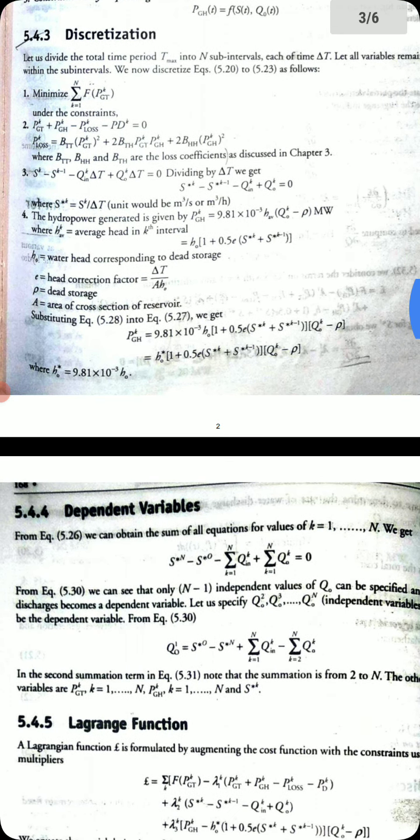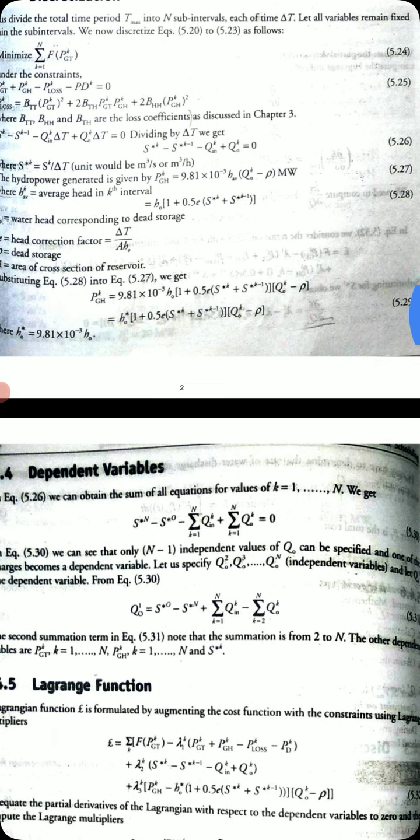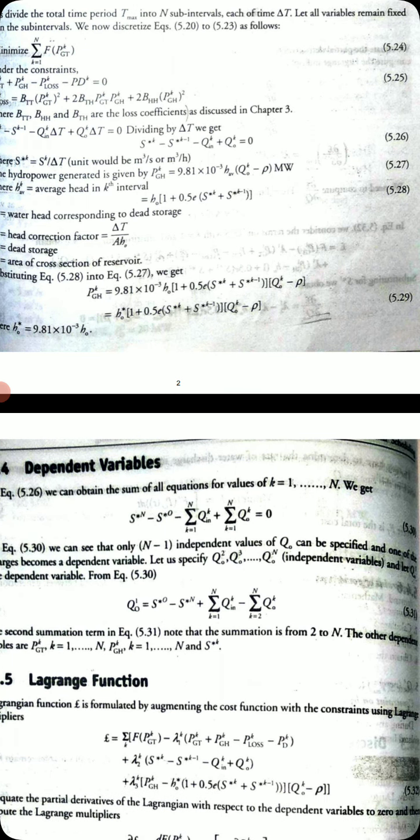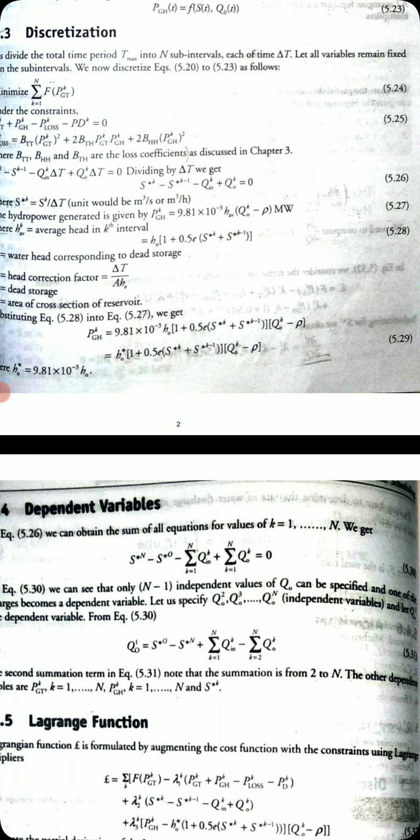Now the dependent variables. We can obtain the sum of all equations for k from 1 to n. If you go on adding, the equation S^k is for one period, so for all k periods, k from 1 to n, this will become S^n, where S^k is for only one period. S^n means all periods together, S^0 minus. Here Q in k was there, that is only for one period. Now the total summation for k equal to 1 to n, and the same for Q naught k summation.